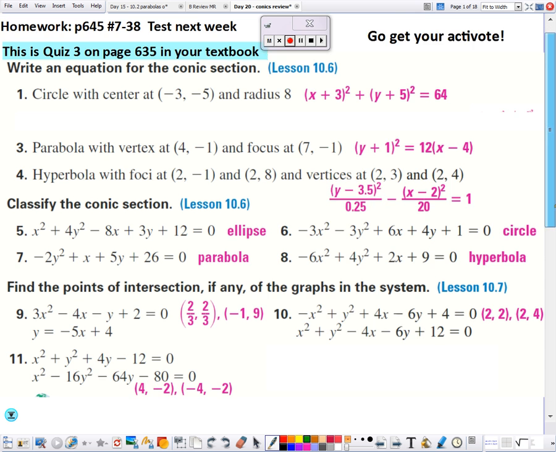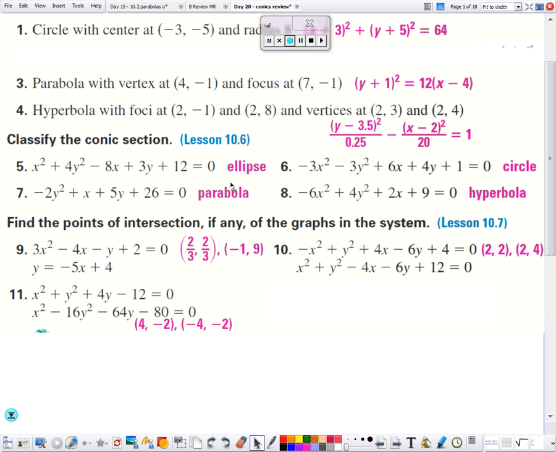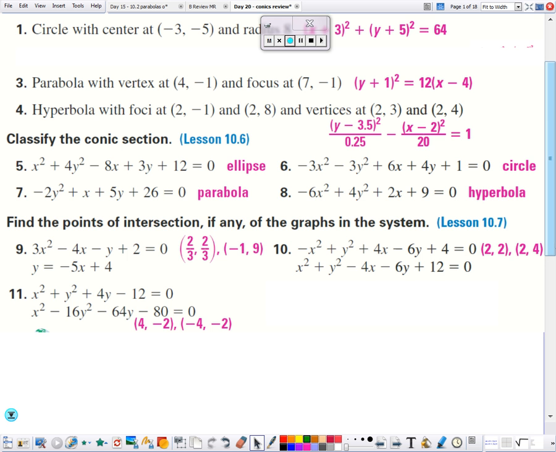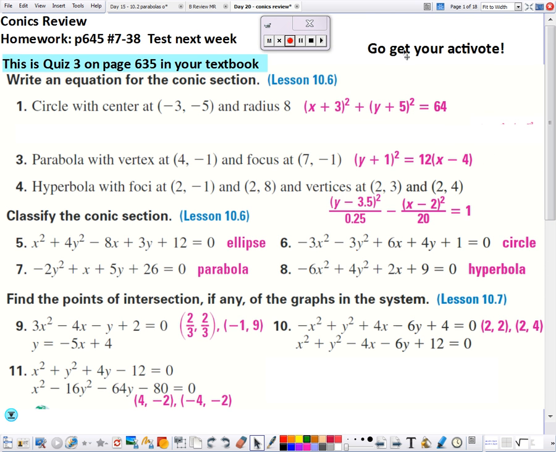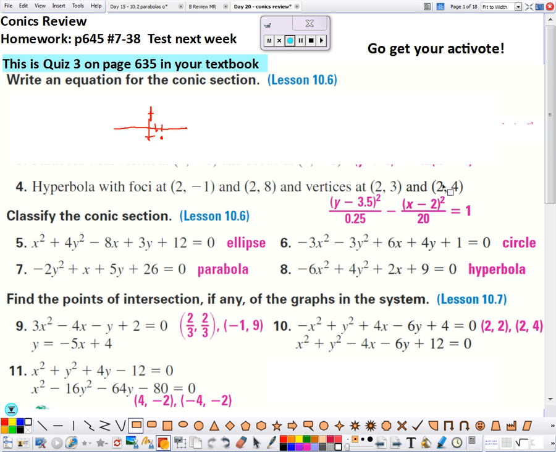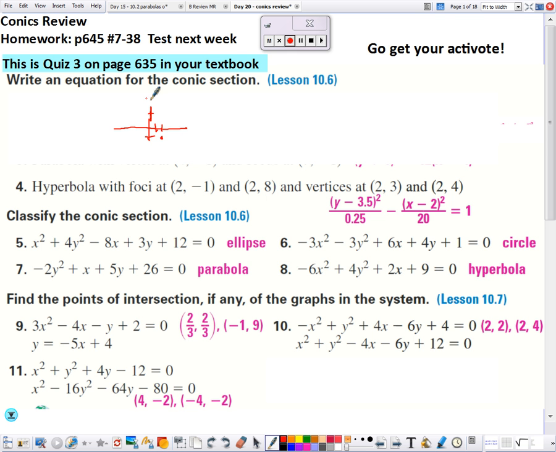And now for 4, I'm going to again draw myself a little picture. Okay, now I have some more room. Here's 8. These are both foci. And then the vertices are at 3 and 4.